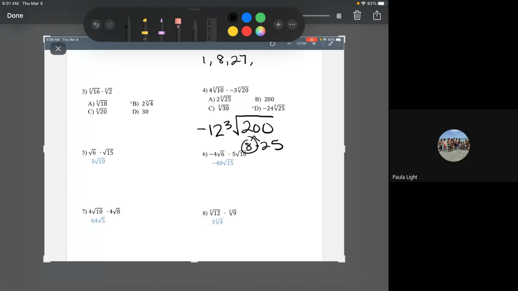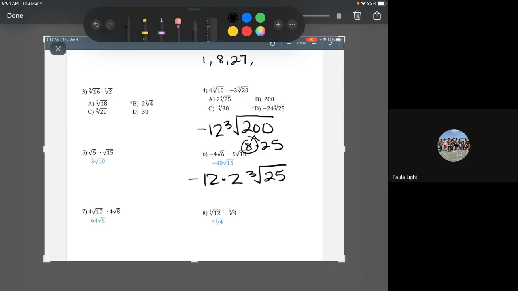If you identify that one of your factors of this number is a perfect cube, we're dealing with cubes, you take the cubic root of 8, which is 2. It's 2 times 2 times 2. You're looking for triples. So the 2 gets to come out here. And when you bring the 2 out, you multiply it to the negative 12. Then you got the cubic root of 25.